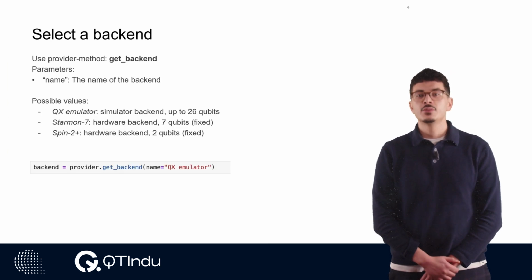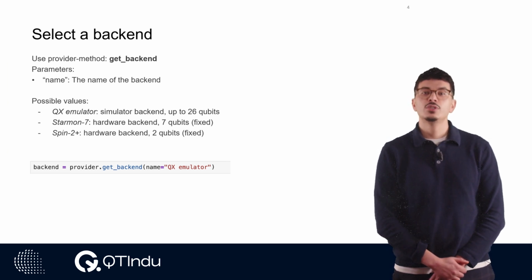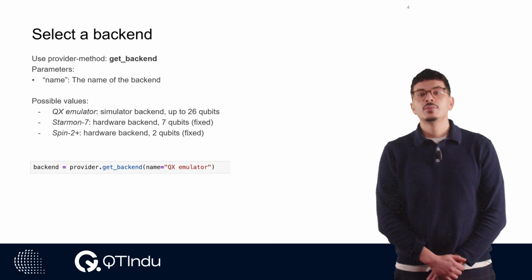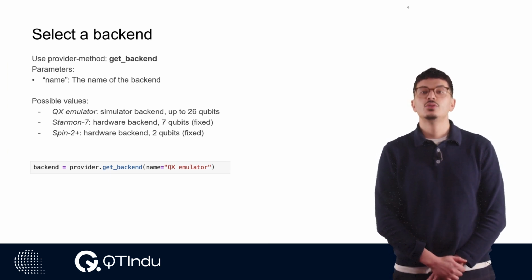The provider instance we initialized in the previous step can be used to get backends from Quantum Inspire. To actually run the algorithm, we have to select the backend we want to use. For this, we use the method get_backend. In the example below, we select the QX emulator. This is a quantum emulator backend which can simulate algorithms using up to 26 qubits.